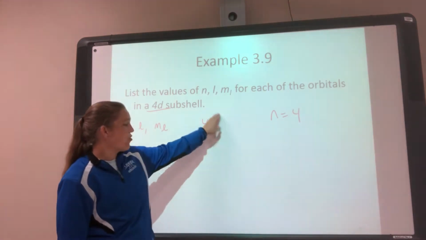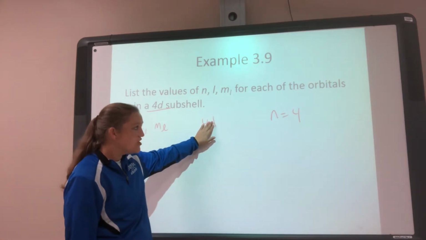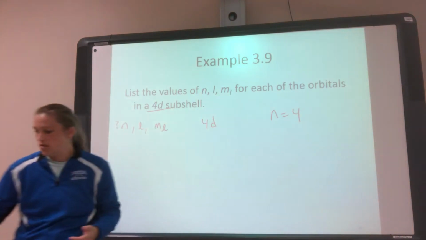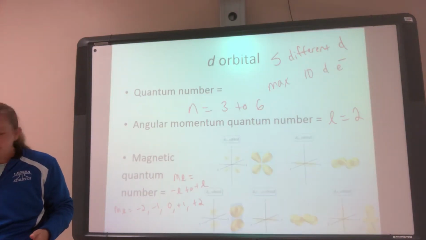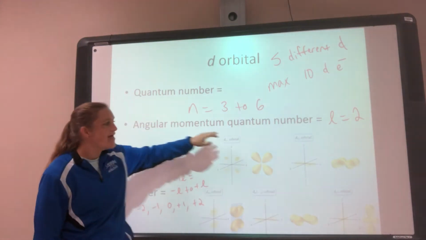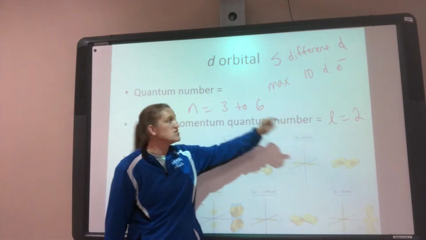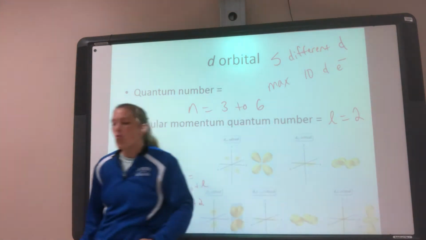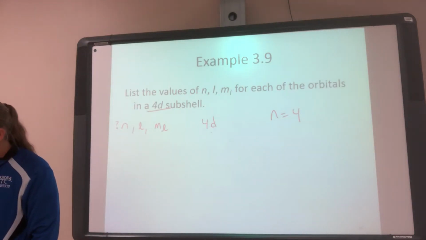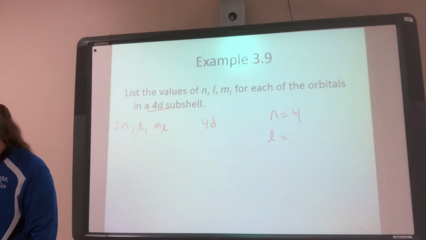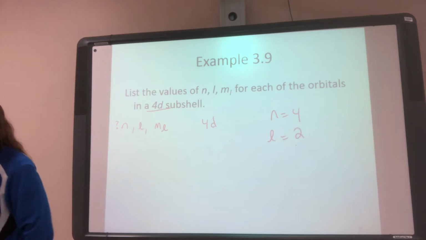Now I know it's a d orbital. So if I know it's a d orbital, I know it's always a what? So remember, if I go back to my d orbital, I know what the L always is. Because if it's a d, my L is always a 2. So since it's a d orbital, I know that my L is equal to 2.